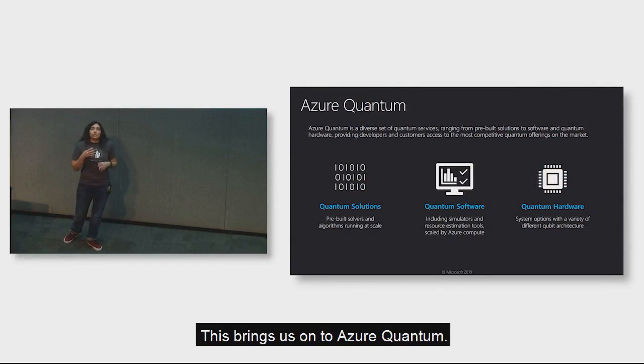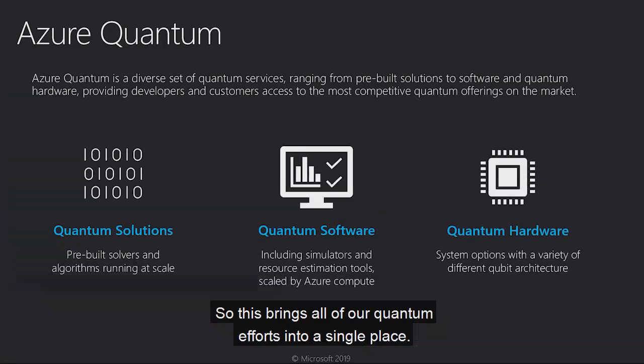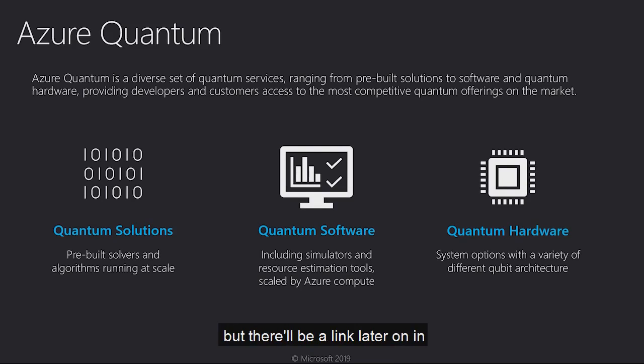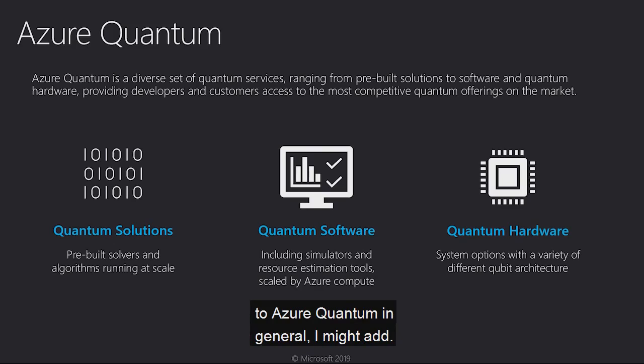This brings us on to Azure Quantum. This brings all of our quantum efforts into a single place. It brings our quantum solutions that we're developing and deploying today with customers, those quantum-inspired optimization solutions, plus some more generic quantum-inspired solvers. These are in private preview right now, but there'll be a link later on in the slides so that you can sign up for private preview when it's available, to Azure Quantum in general, I might add.